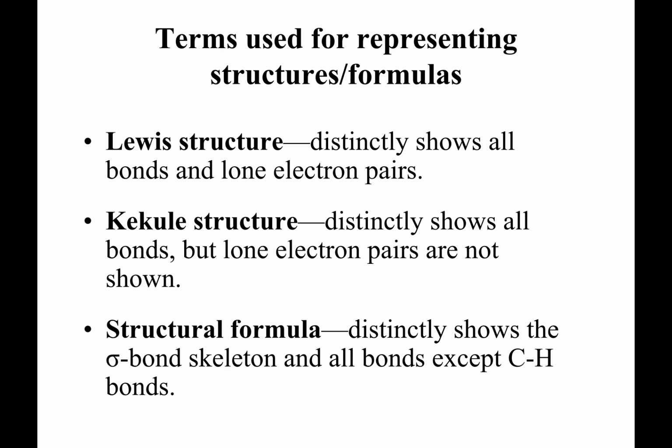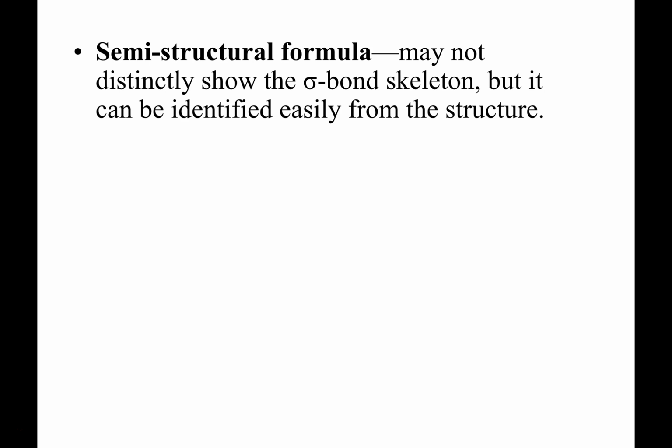And then there's a subtle difference between these two. Structural formulas will show the sigma bond skeleton, the primary bonds. It shows how the atoms are connected, but if there's a double bond, it may not show up in the structural formula. A semi-structural formula may not show the sigma bonds, but from it you should be able to know how they're stuck together. I'll show you some examples.